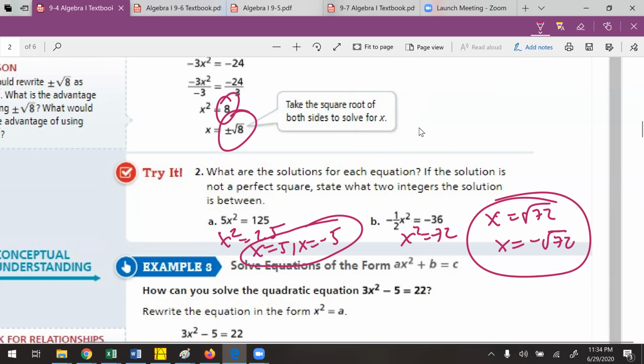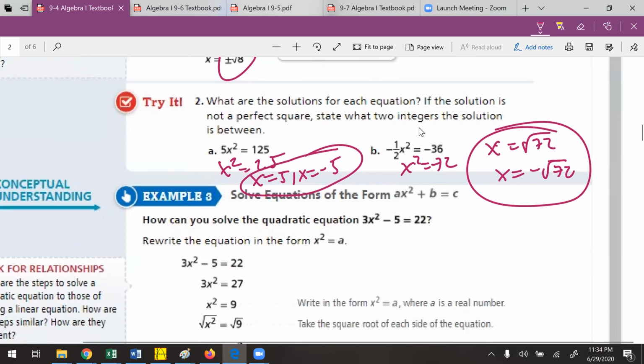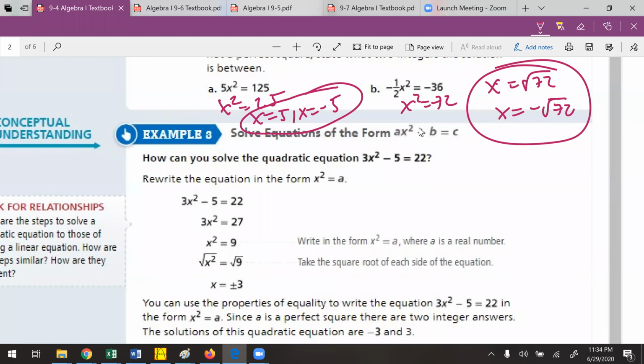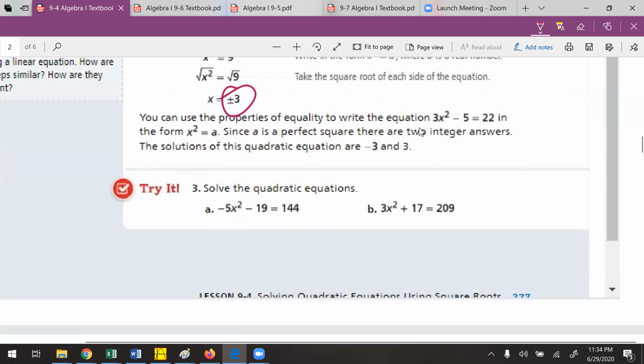Voila, easy, okay? Here, in this next example, again, your goal is to get x squared by itself to then square root both sides. We add 5, divide by 3. X squared equals 9. We square root, it's plus or minus 3. Easy, okay? Let's do this next one.